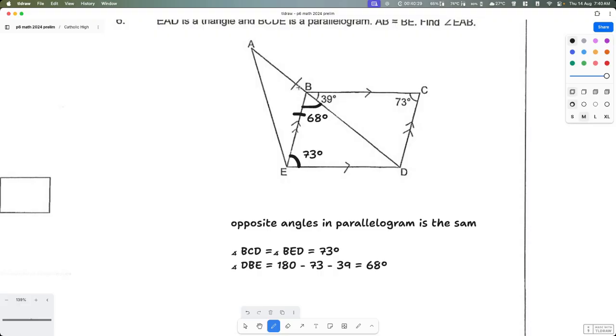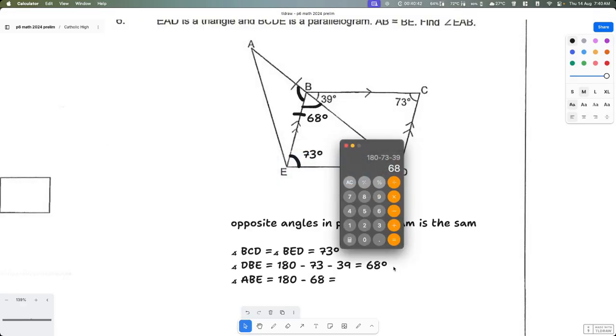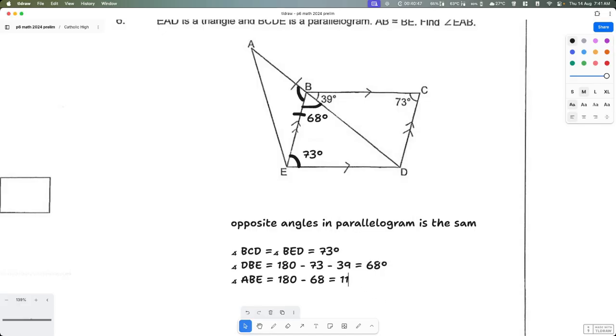Then we can find this angle ABE, right? So angle ABE is equal to 180 minus 68, which is equal to, let's use a calculator, 180 minus 68. This will give us 112 degrees, right, over here. Okay, so we know this is 112.